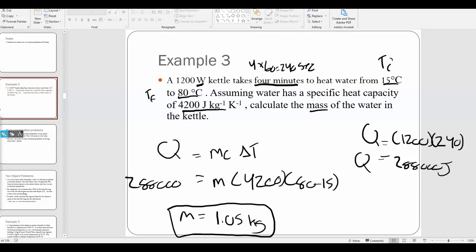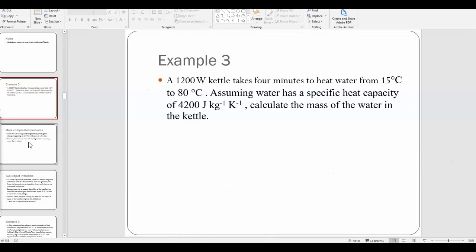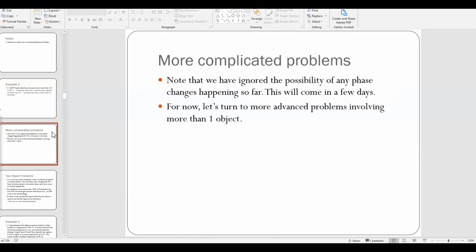All right, so the main thing I want to talk about in this video is two object problems. A two object problem is exactly what it sounds like. It is a problem involving two objects exchanging heat between each other until they reach thermal equilibrium. Now, I do want to point out, so far we've been doing problems with mc delta T. We've ignored the possibility of any phase changes. That's going to be coming next. For right now, we're going to focus on two object problems, and then later on we'll learn about latent heat and phase change and all that stuff.